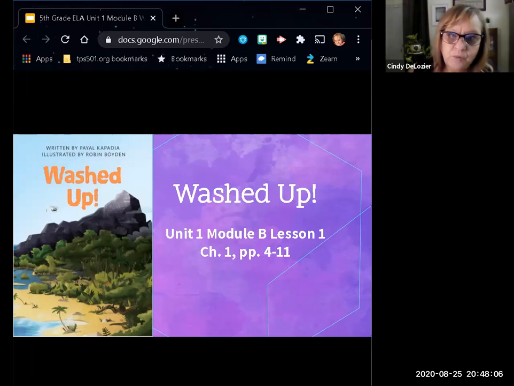Well, in Unit 1, Module B, we are going to be reading several different texts. This first story is situated on an island. Remember, we are using good reading strategies to understand a text. The first text we will use as a resource to practice and apply these skills is called Washed Up. Let's find out what our learning intentions are for today's lesson.